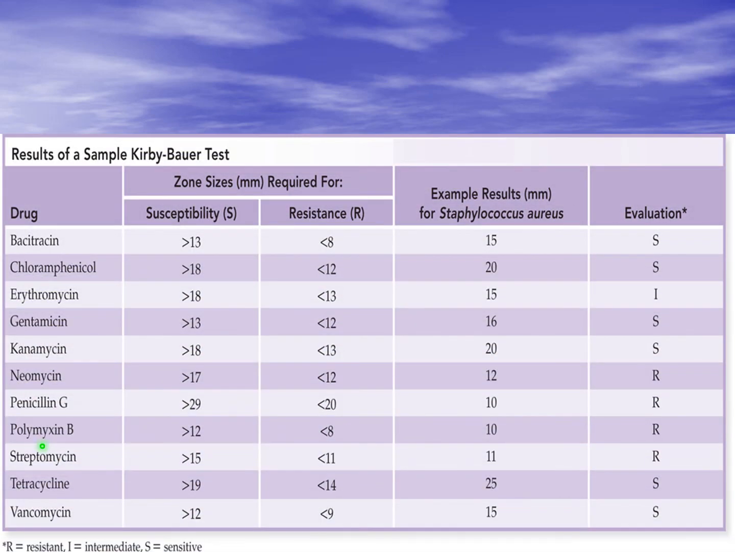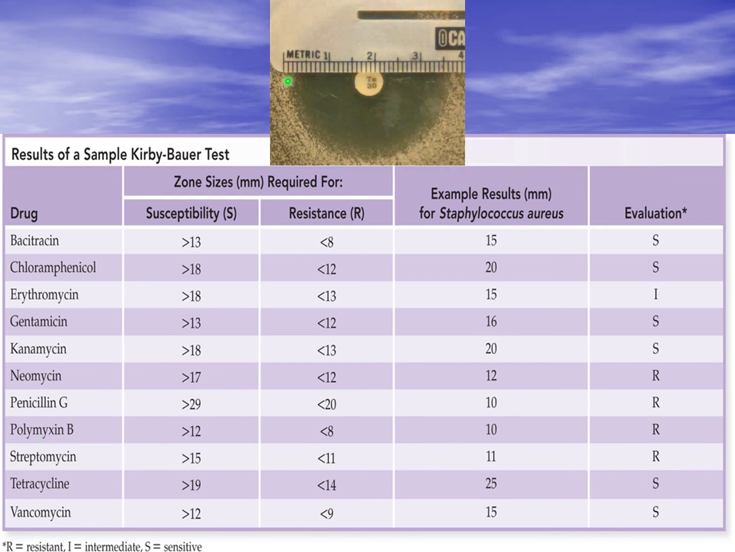But we can't just look at the zone of inhibition itself. We actually have to look at how big the zone actually is. So here we have an example of a zone of inhibition, and we're going to measure the diameter of that zone. So here's tetracycline. The little 30 means that there were 30 micrograms embedded into the disc. If we measure this zone of inhibition, we're at about 36 millimeters.